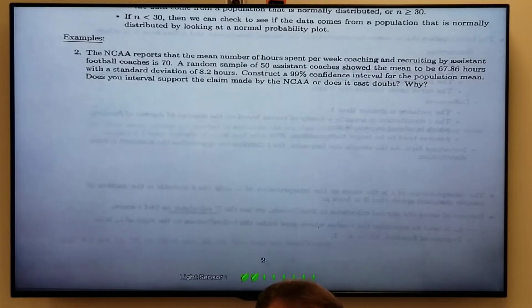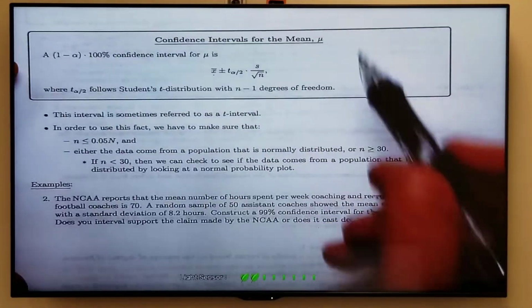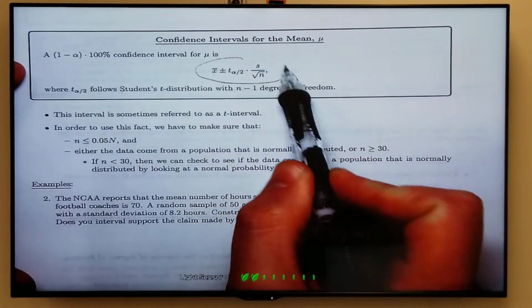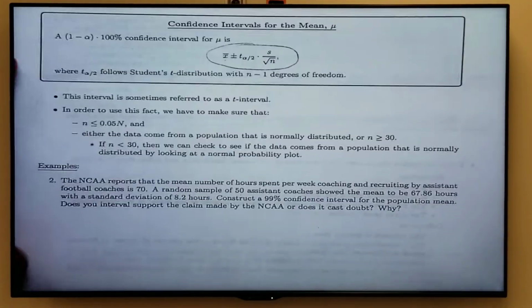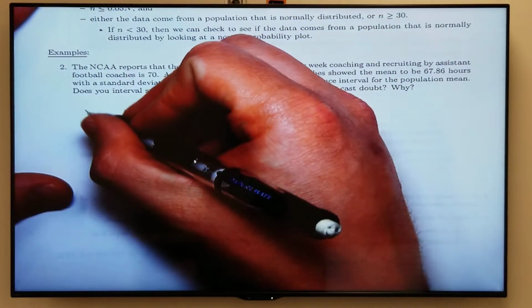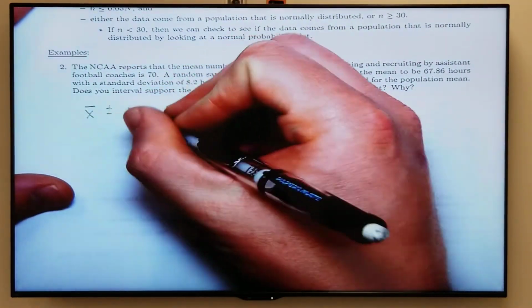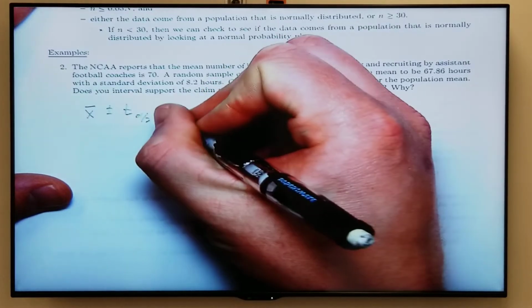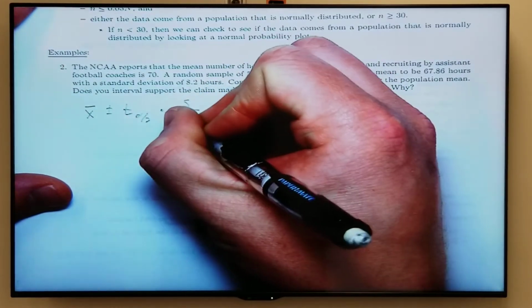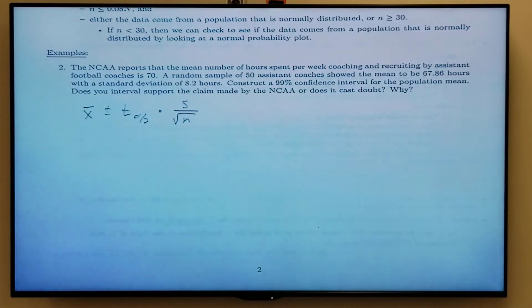Okay, so our confidence interval is going to use this formula right here, right? So we're going to say our confidence interval is going to be x bar plus or minus t sub alpha over 2 times s over the square root of n.